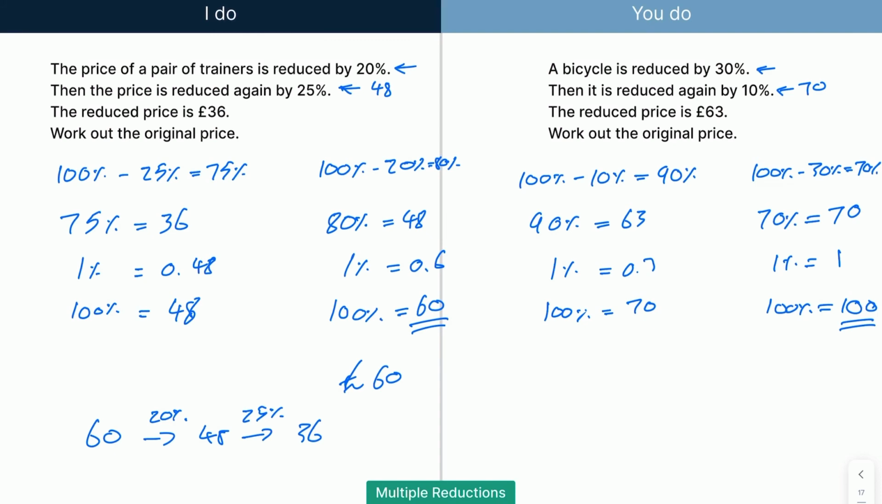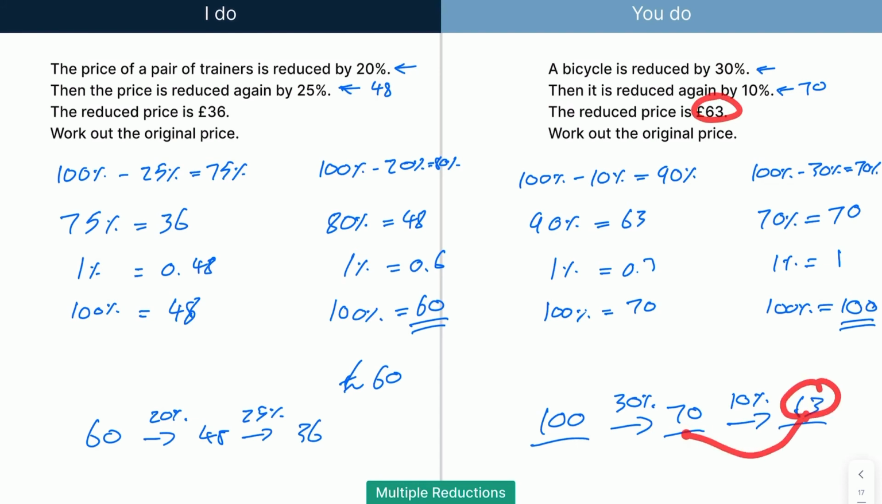So again, what's happened here is the original price was 100, it got reduced by 30%, and it became 70, and then it got reduced by 10%, and it became 63. And that's where the 63 was in the question. So we got the 63, and we went back to here, and then back to there.